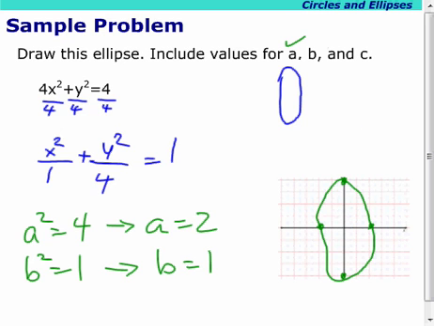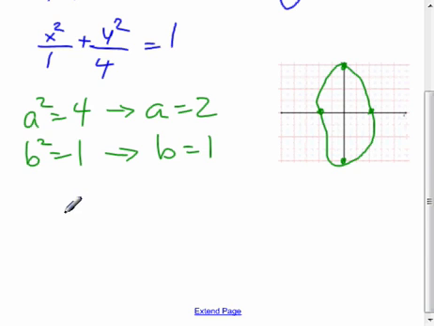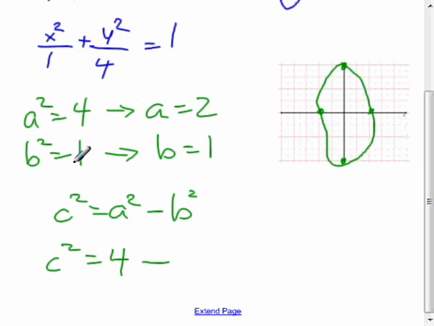The only thing that I haven't done, as I have a and b, is I haven't determined what c is. Let's go ahead and do that. So to determine c, I'll go c squared is equal to a squared minus b squared. So c squared is equal to a squared, which is 4, minus b squared, which is 1. So c squared is equal to 3. Therefore, c is equal to the root of 3.